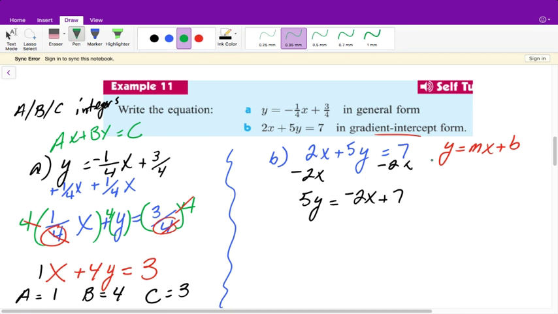Right? And then we need to get y all by itself. There's not a number in front of y, it's just y. So I need to get rid of this 5. So I divide everything by 5. That isolates my y variable.